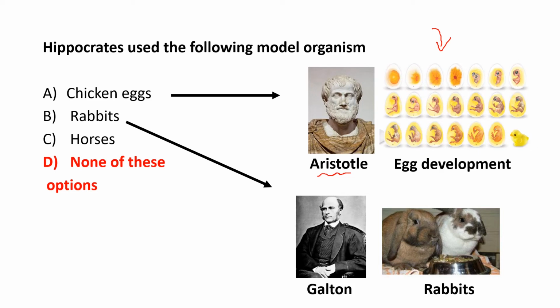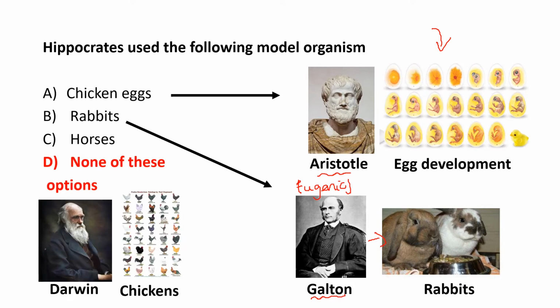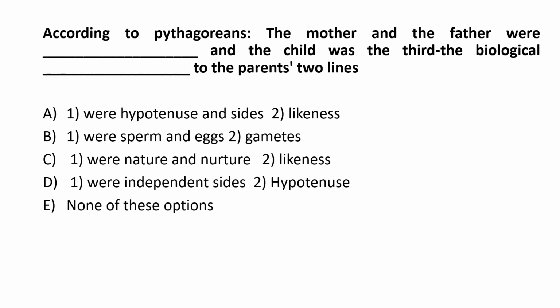Rabbits, we will talk about this guy. He's the cousin of Darwin, and he was the founder of something that we study later, eugenics, and he used rabbits. And as we said before, Darwin used chicken. So every different scientist, depending on the question that they have, uses a different model organism. However, Hippocrates, this is the beginning, he didn't use any model organism. He didn't conduct experiments. The only thing that he proposed was hypotheses. So this question is very easy.